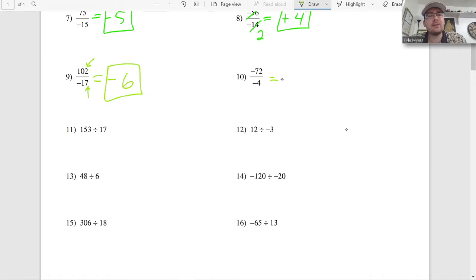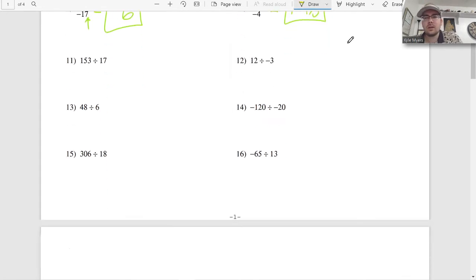So negative, negative makes a positive, and 72 over 4. The cool thing about 4s is that I can take half and then take half again. So half of 72, that would be 36, and then half of 36 is 18. All right, you can take half and then take half again if you want to divide by 4.